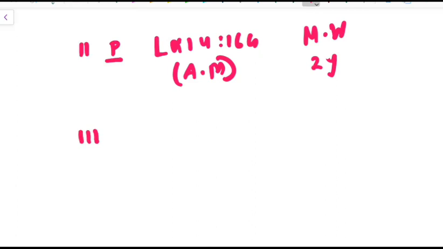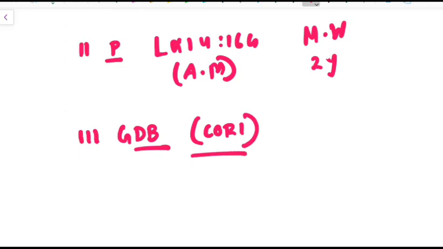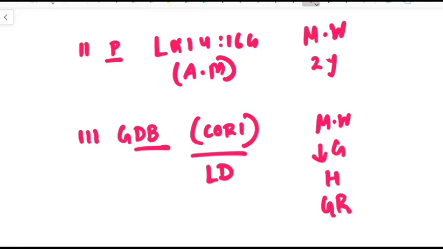Glycogen storage disease type 3. It is due to a defect in the glycogen debranching enzyme, and this is known as Cori's disease or Forbes disease. It is also termed limit dextrinosis. Here we will find muscle weakness, fasting hypoglycemia, hepatomegaly, and growth retardation.